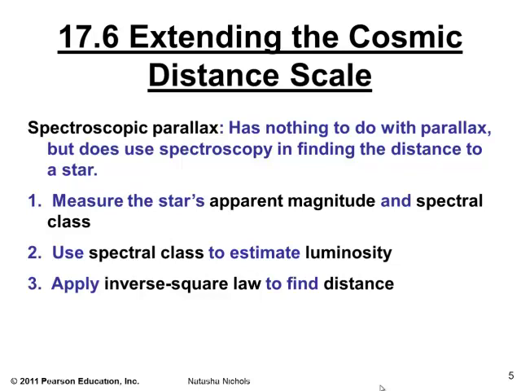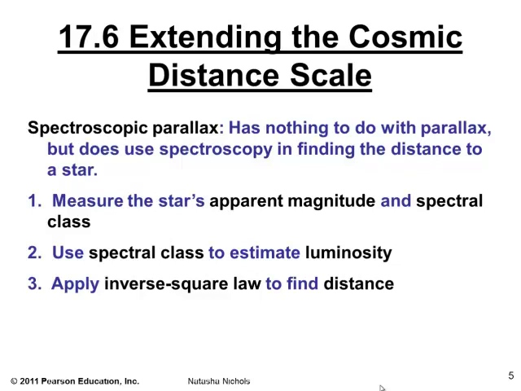So that was a little summary of the HR diagram. I would like to talk about the cosmic distance scale. Spectroscopic parallax. Now, even though there's the word parallax in the name, it has nothing to do with parallax. But it does use spectroscopy in finding the distance to a star. So how does spectroscopic parallax work?